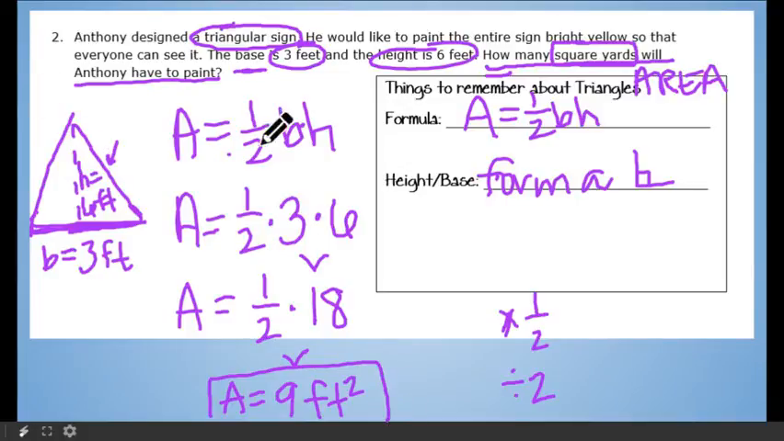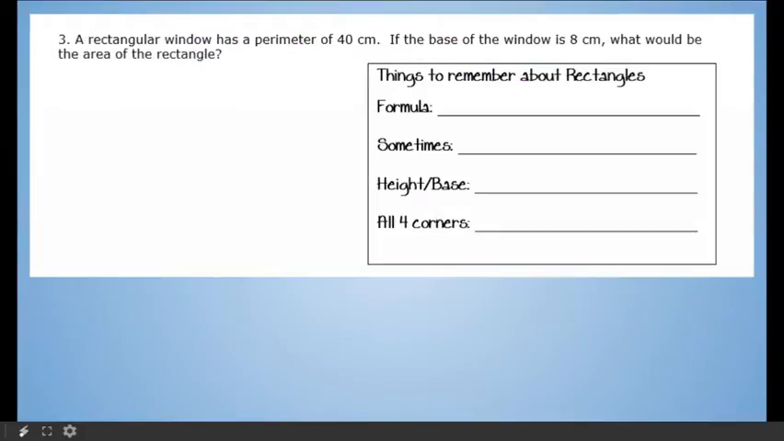So make sure that you use the right formula for the right shape. If it doesn't give you a picture, then draw a picture in your journal, plug in the numbers in the right place, and then solve. That's it, easy peasy. Number 3 says, a rectangular window has a perimeter of 40 centimeters.